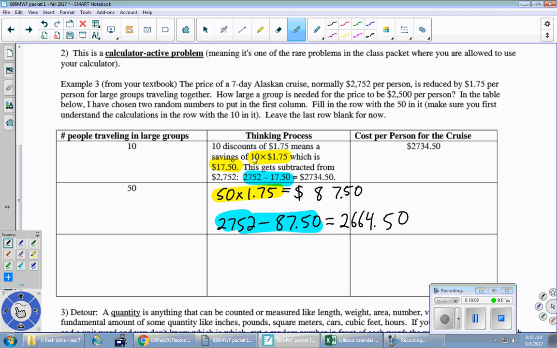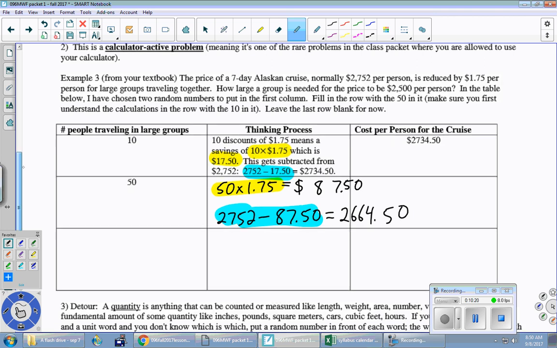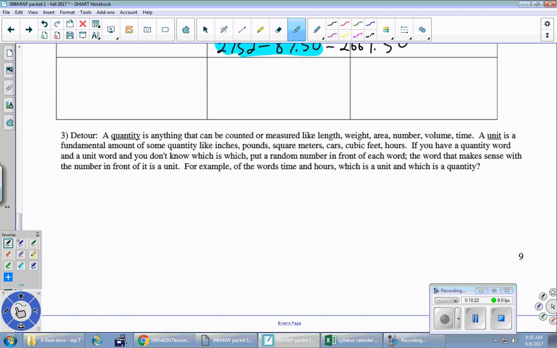Do we need more or fewer than 50 people? Still need more, but we're getting there, right? Cost went from $2,752 to $2,734. Now we're at $2,664. We're getting there. Okay, so you could just do trial and error, and if you go too far, then come back up. But we want to use algebra. That's what this class is about. So we're going to use algebra, but first a quick detour to define a couple of words.